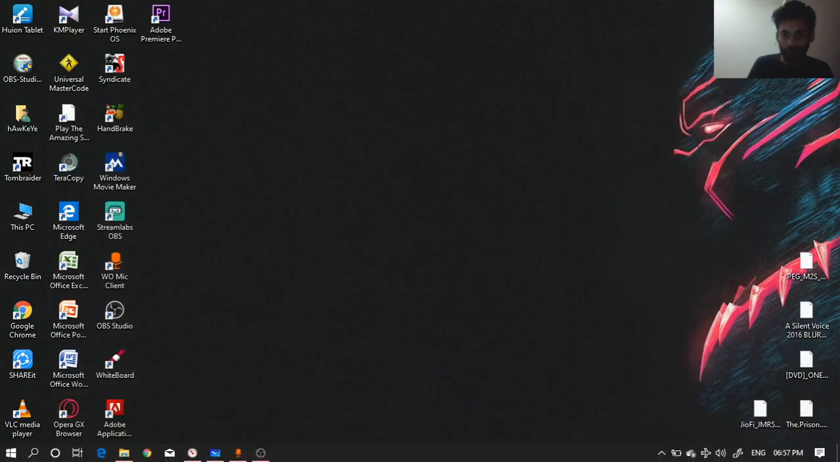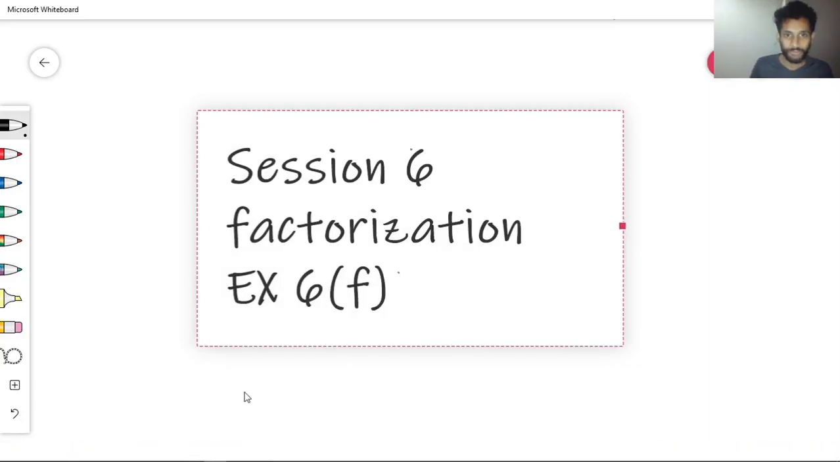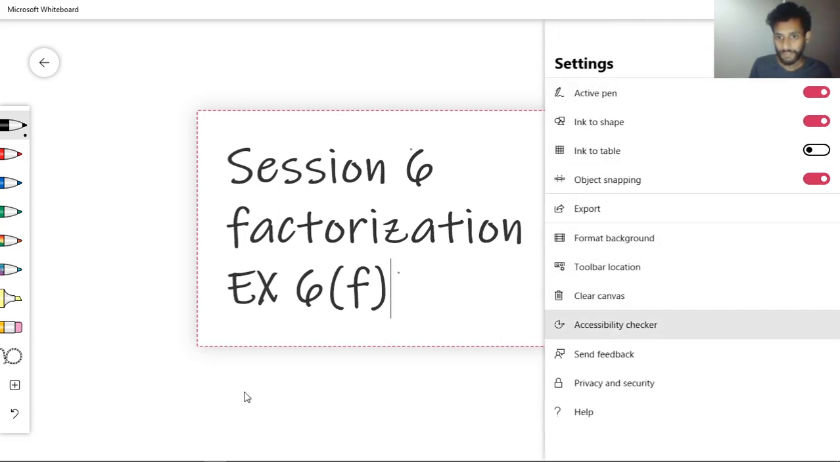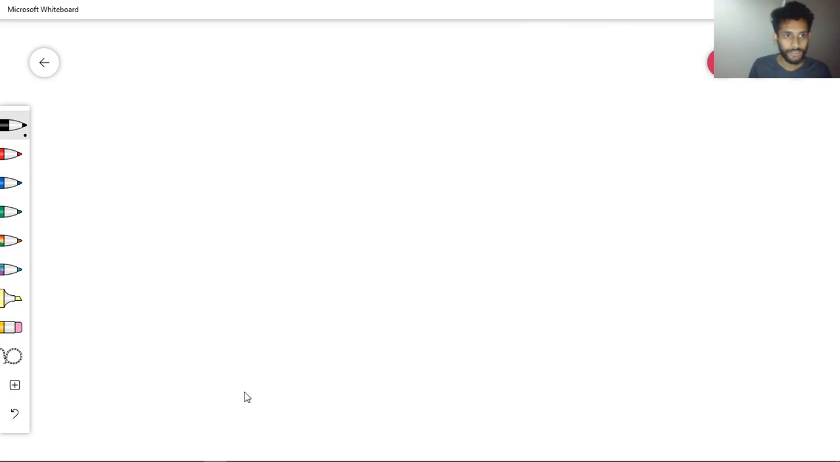Hello everyone. So today your session will be about session 6, factorization, and it will be exercise 6F. This exercise is one of the most important exercises of this factorization chapter. So before starting this, just some important tips.